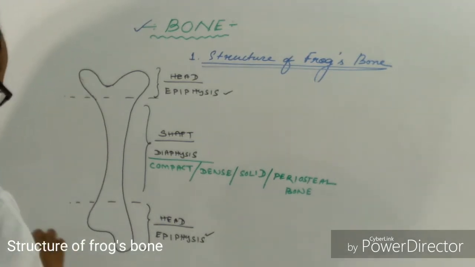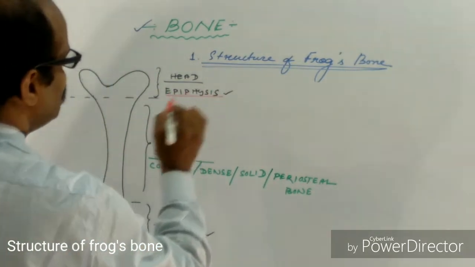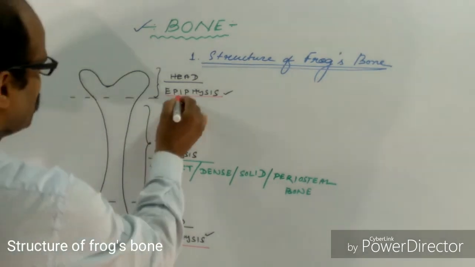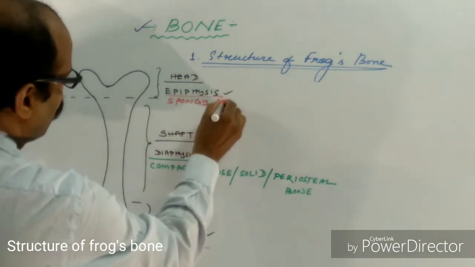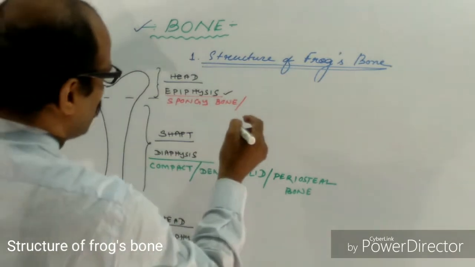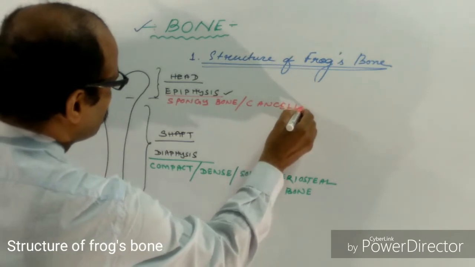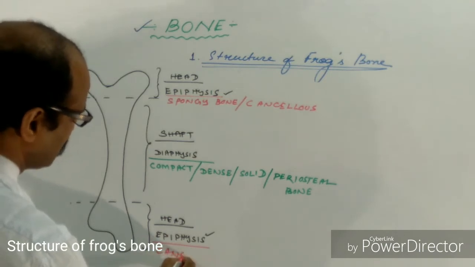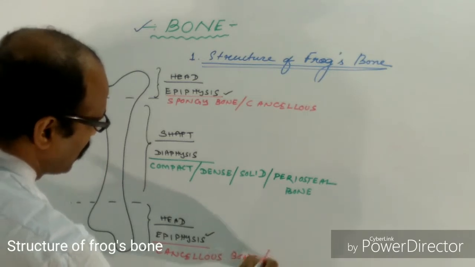And the head region, or the epiphysis region, is slightly spongy, less compact, less dense, less solid. That's why this region is known as the spongy bone, or it is also known as the cancellous bone.